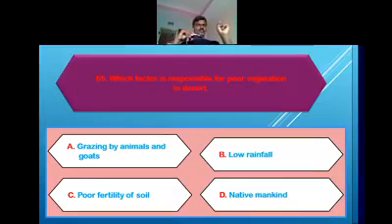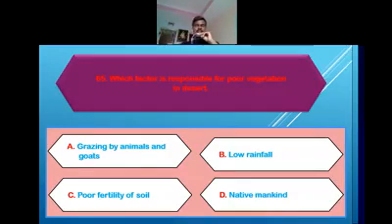Moving to the next question. The sun loving plants are referred to as. Now you see, options are halophytes, heliophytes, glycophytes, skyophytes. Sun loving plants. You can see the plants, some of the plants directly need the sunlight, some of the plants grow under the shaded area.